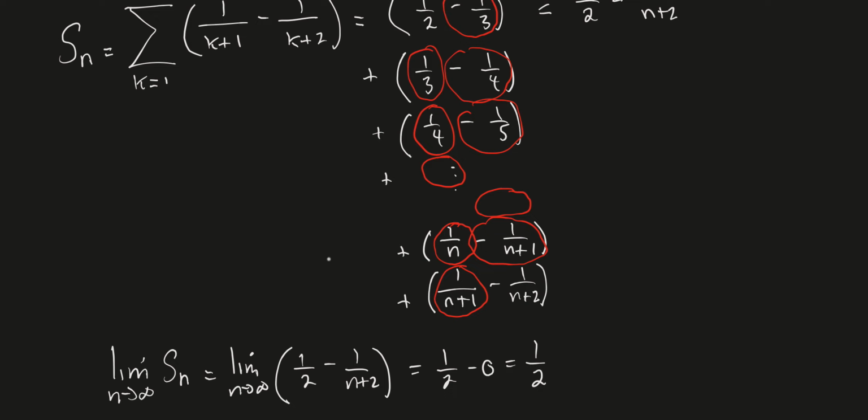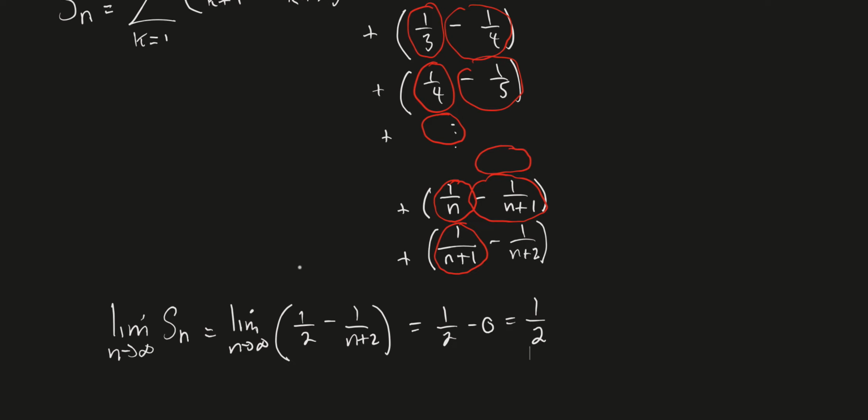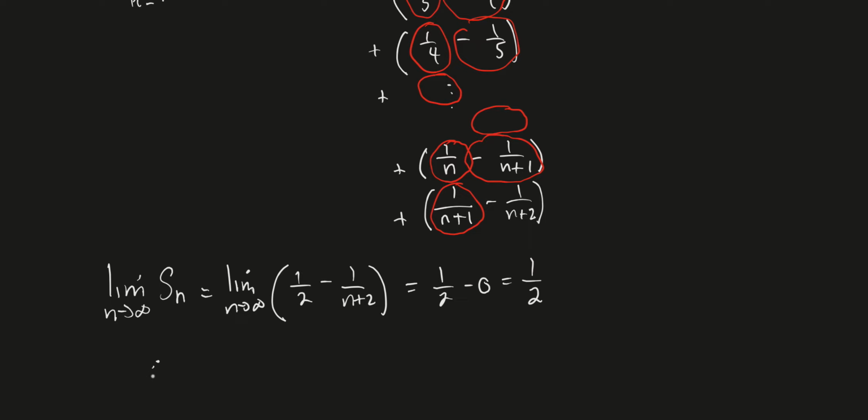So our original series, the sum of 1 over k squared plus 3k plus 2, I wrote the partial sum. The full series is what converges, right? So that series converges to 1/2. Right? So that's the telescoping series.